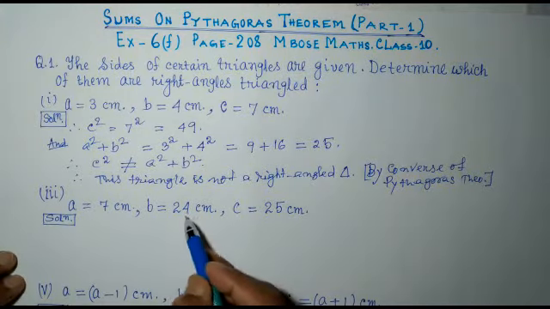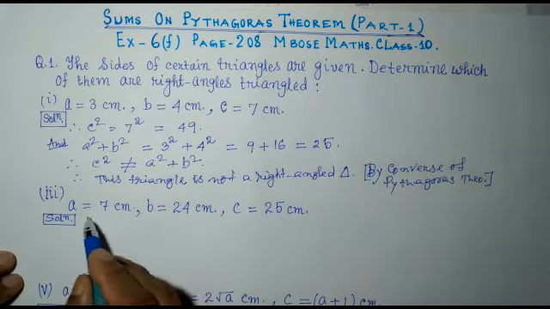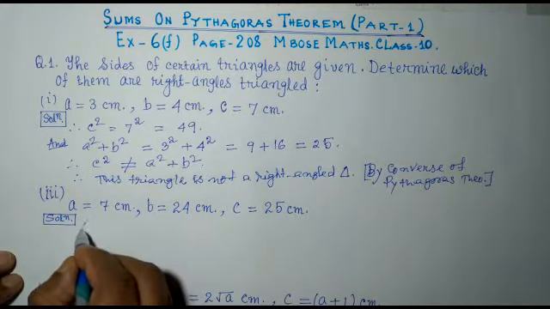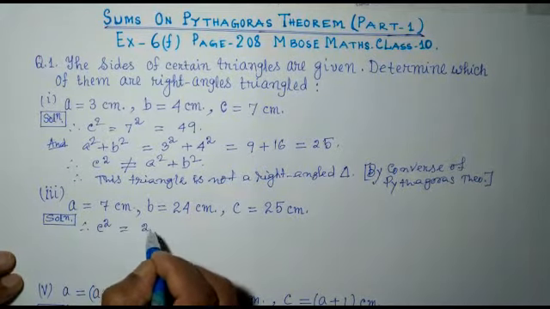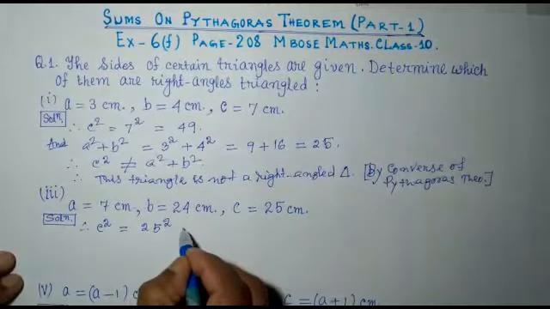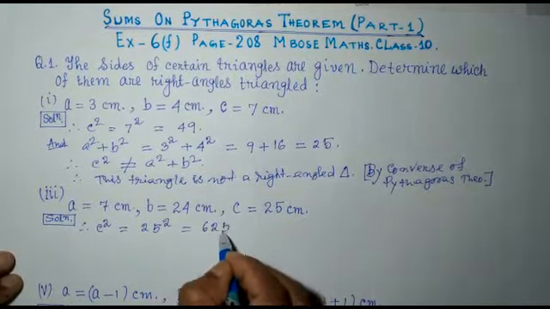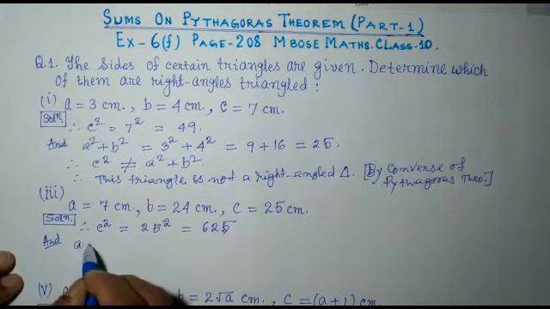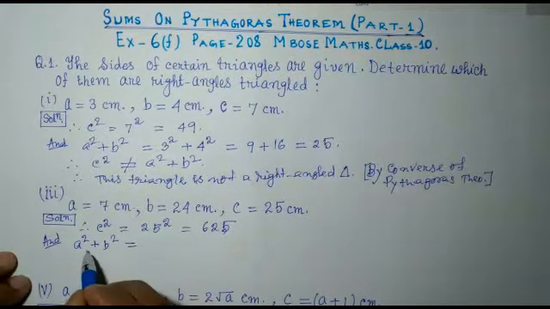A is 7 centimeter, B is 24 and C is 25. So you look at the longest side. Longest side C is 25. So you take the square of the longest side, C square, it will be 25 square. 25 square is 25 into 25, it is 625. And take the sum of the squares of the other two sides. The other two sides are A and B. So you will take A square plus B square. Sum of the squares of the other two sides.